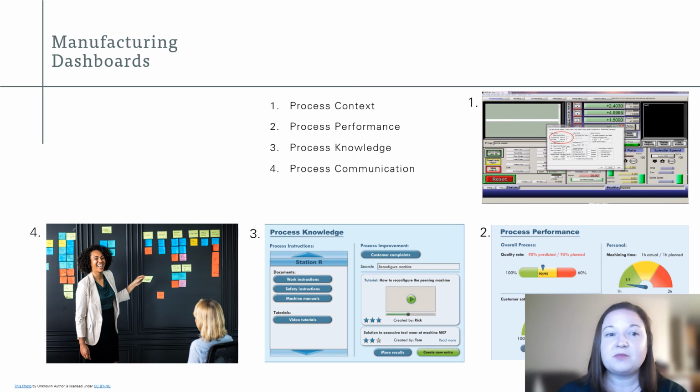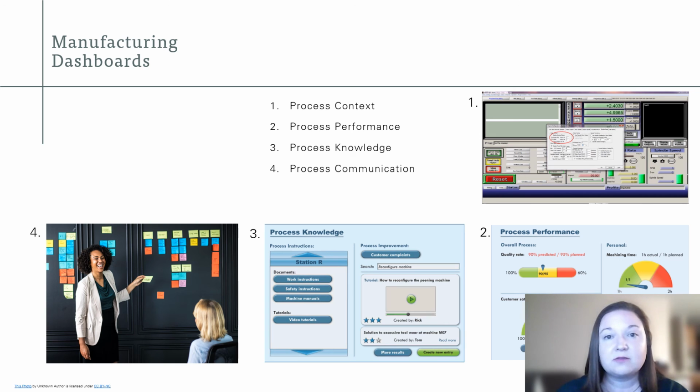Manufacturing dashboards can be lumped into 4 different buckets, the first being process context dashboards. These are going to be dashboards that show you what a piece of equipment is doing and how it is running. Second, a process performance dashboard, which gives an overall view of how a process is performing from start to end. Third, process knowledge dashboards are those that will have manuals for how to work equipment, training videos, or other work instructions necessary for a station. And fourth, process communication dashboards. These are going to be your least visual dashboards, and they're more used to communicate between shifts or from HR to employees.